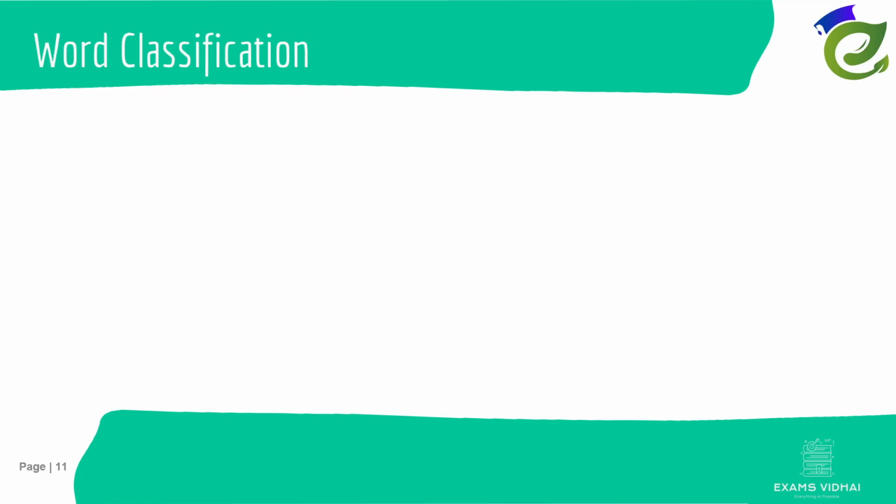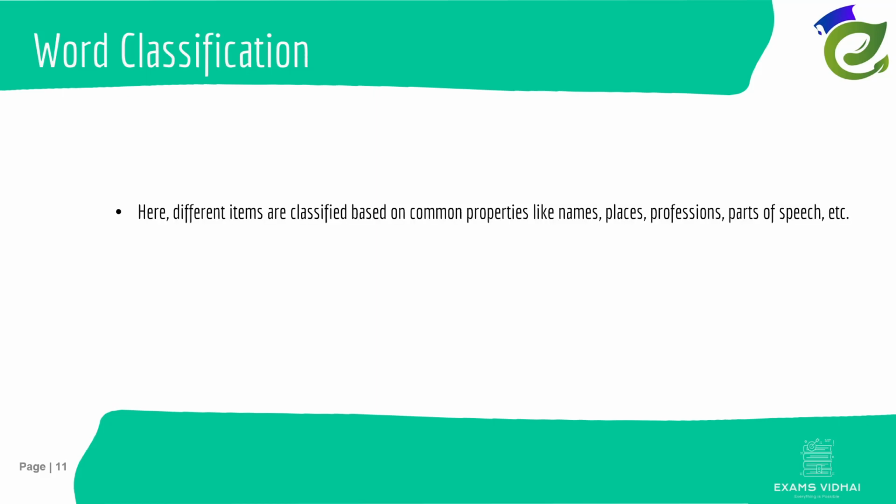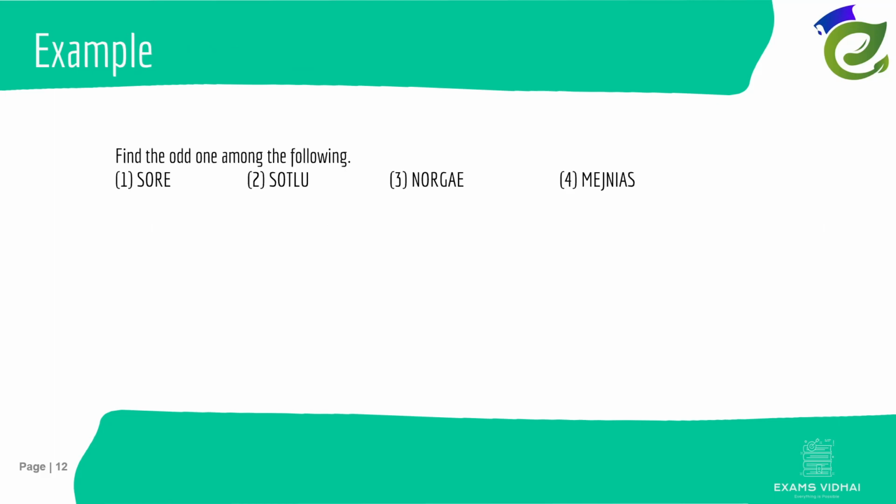Let us move on to the next category, that is word classification. Here, different items are classified based on common properties like names, places, professions, parts of speech, etc. Here, we need to analyze the options and choose the odd one out. Let's see an example. So the question says to find the odd one among the following. The options are SORE, the next option is SOTLU, the next one is NORGAE, and option 4 is MEJNIAS.